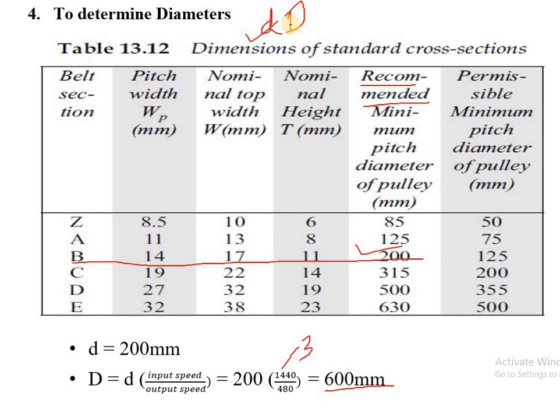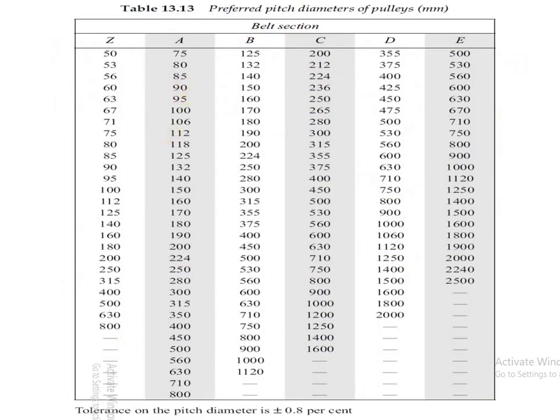So this is how we have found the small d and capital D. Now the next step is to check whether these diameters are in the table of preferred pitch diameter of pulley. It depends on the cross section. Our cross section is B, so we have to check our values in this table.